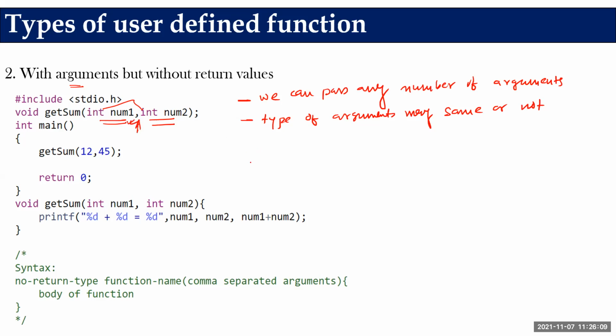You can also write this function like that: void get sum. First one is integer, second one is float. Okay, no issue. We can have two floats, we can have any combination. So just remember these 2 points, it will be okay. Type of arguments may be same or not, a matter of no concern. We can pass any n number of arguments.